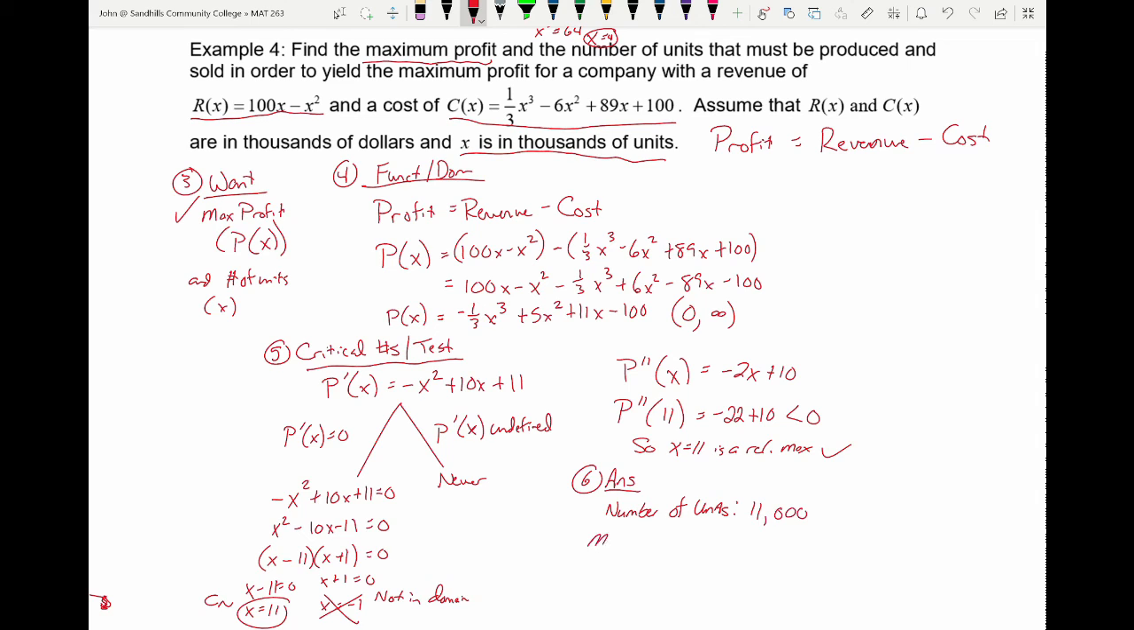And then to get the max profit, you want to plug 11 into your profit function, so P of 11. And if you plug in to find P of 11, you're going to get out 182.333. And that 3 is really repeating on and on. So that means, again, since revenue and cost are in thousands of dollars, our profit's going to be in thousands of dollars. So we need to move that decimal place to the right 3. So our maximum profit's actually going to be $182,333 for this problem.